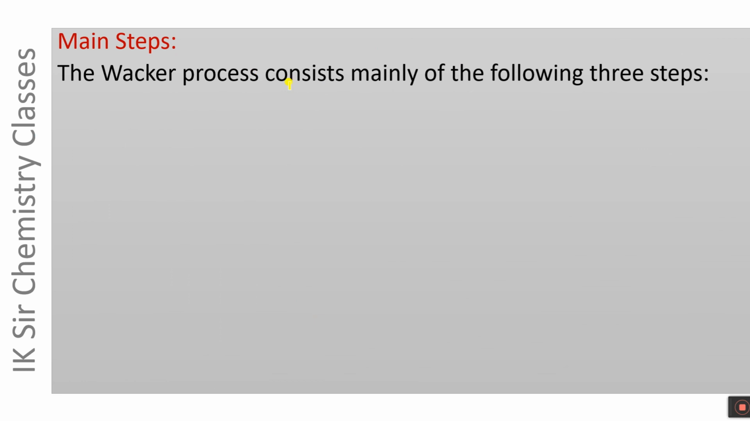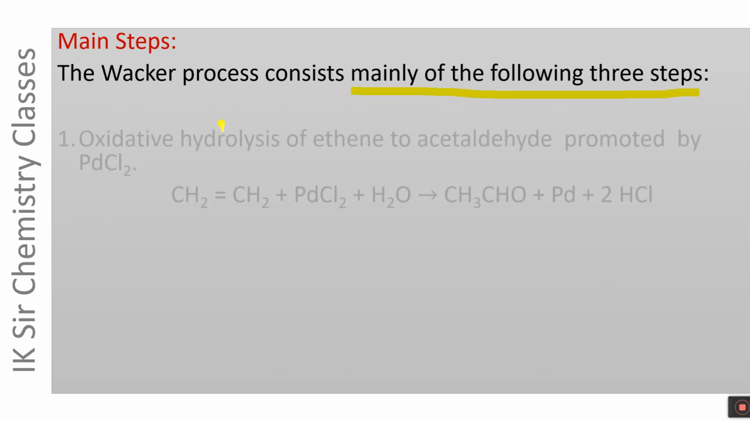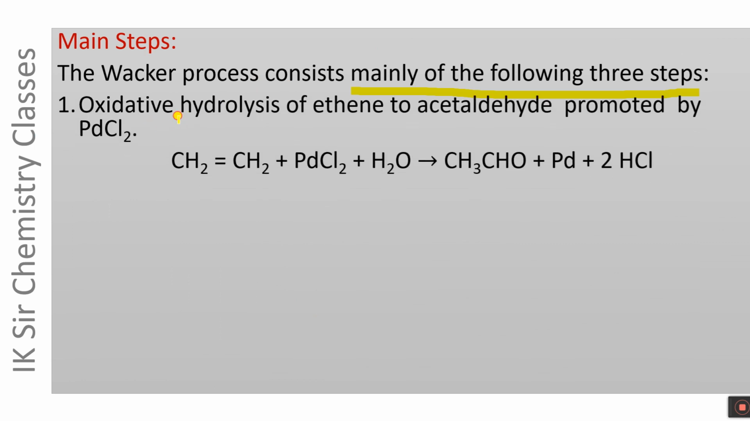The Wacker process consists mainly of the following three steps. First, oxidative hydrolysis of ethene to acetaldehyde promoted by PdCl2. Ethylene reacts with water and PdCl2 forming acetaldehyde plus palladium plus HCl. This reaction is oxidative hydrolysis of ethylene. Why oxidation? Because oxygen atom is attached to ethylene molecule.